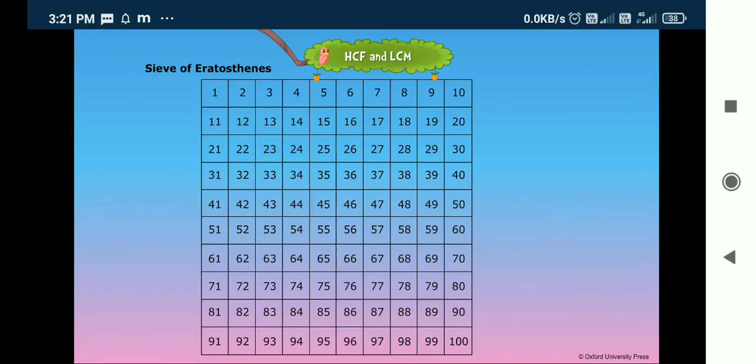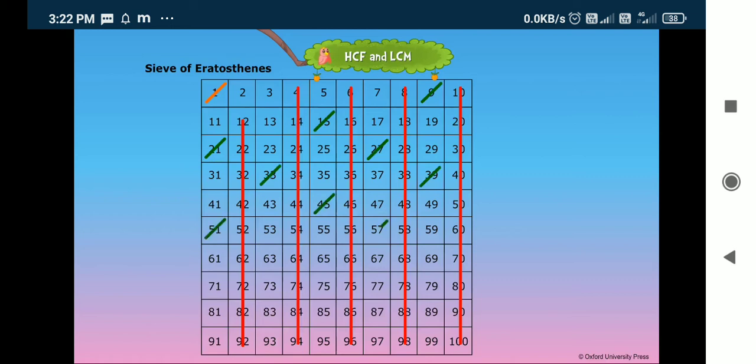Now do these in the Sieve of Eratosthenes. 1 is neither prime nor composite, so cross it out. 2 is prime. Cross out all even numbers greater than 2 in red. 3 is prime. Cross out all numbers which are greater than 3 and divisible by 3 in green. Cross out all numbers which are greater than 5 and divisible by 5 in blue. 7 is prime. Cross out all numbers which are greater than 7 and divisible by 7 in yellow.